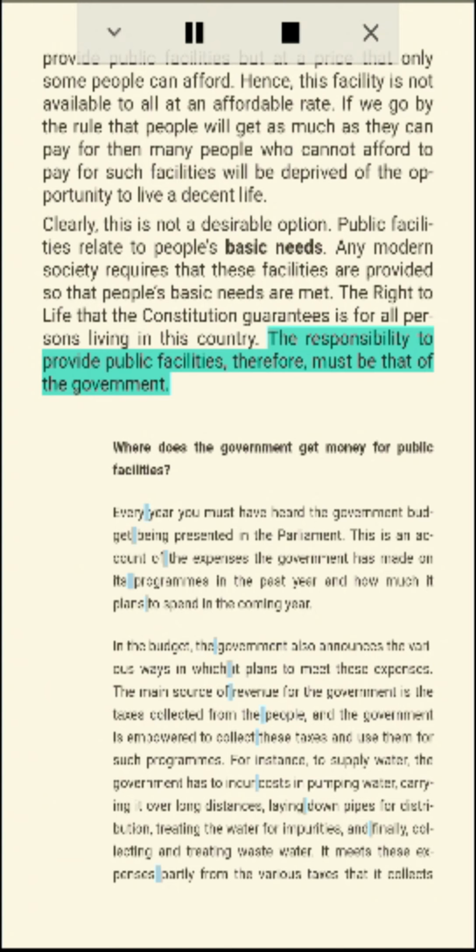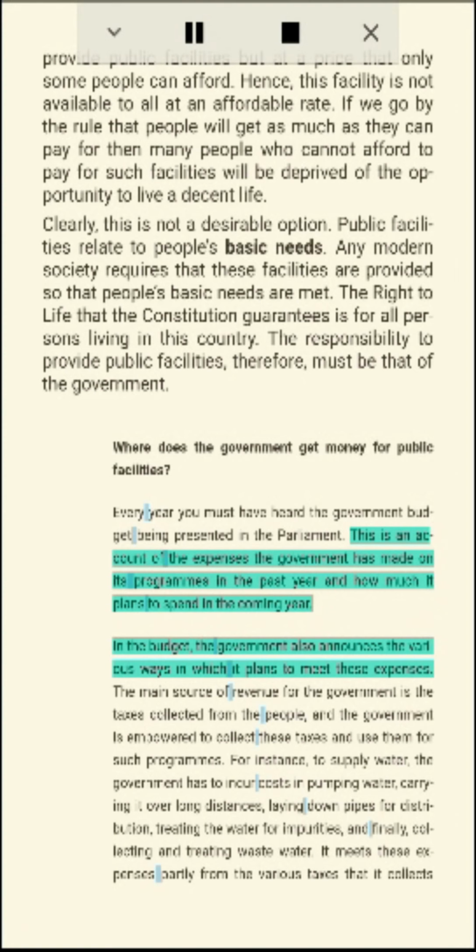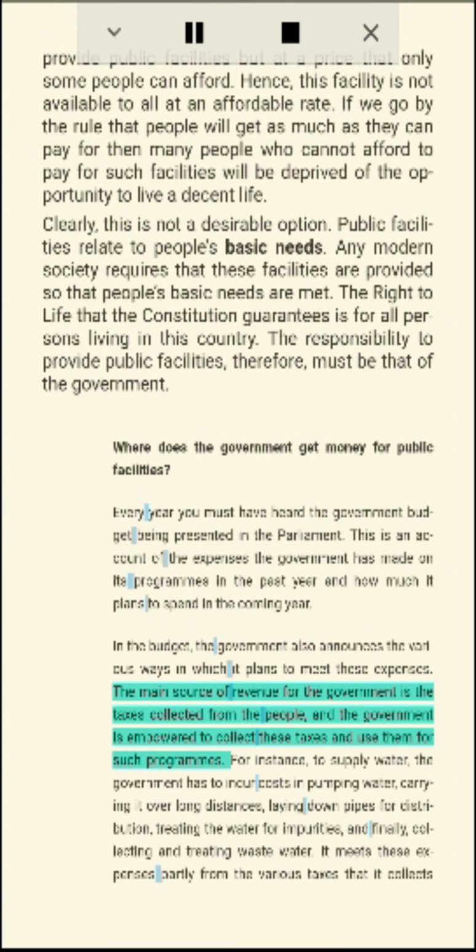The responsibility to provide public facilities, therefore, must be that of the government. Where does the government get money for public facilities? Every year you must have heard the government budget being presented in the Parliament. This is an account of the expenses the government has made on its programs in the past year and how much it plans to spend in the coming year. In the budget, the government also announces the various ways in which it plans to meet these expenses.